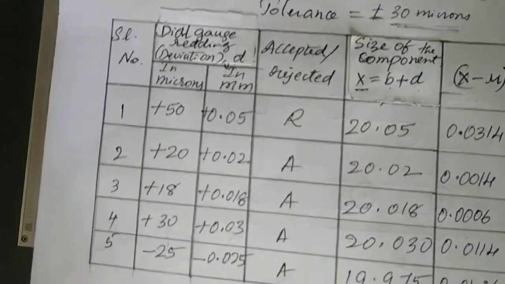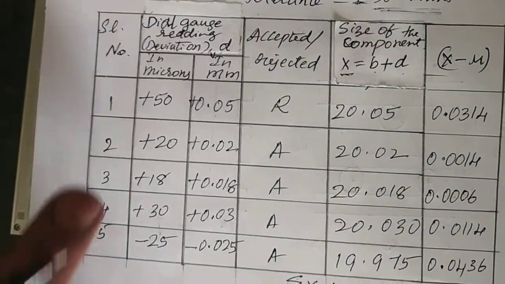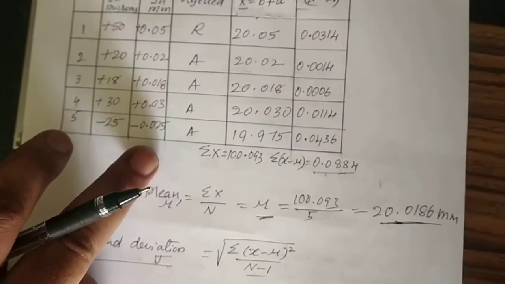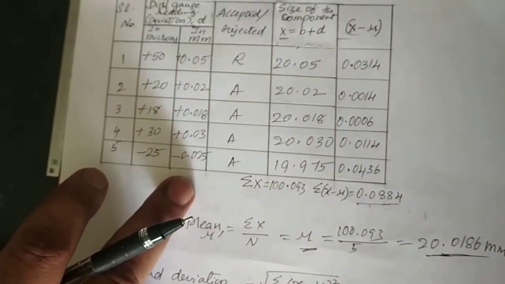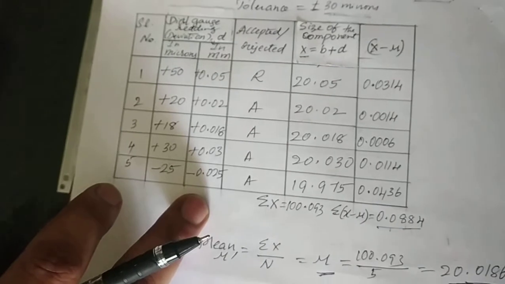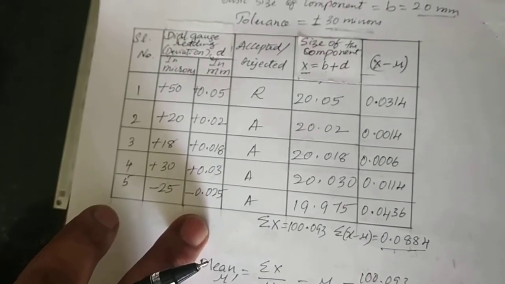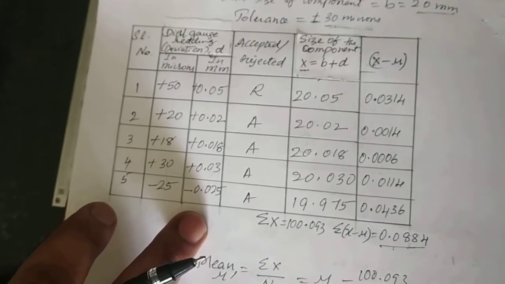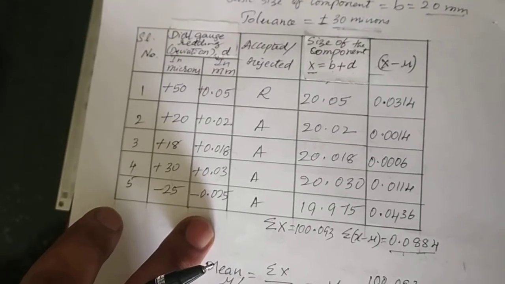So this is about this particular experiment, where we are basically checking the components to decide whether to accept or reject them. This way, we can measure the deviations of any number of components within a short period and with very high accuracy. We can use it for mass production.